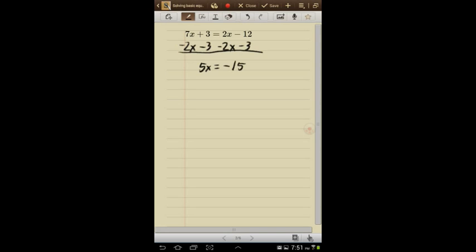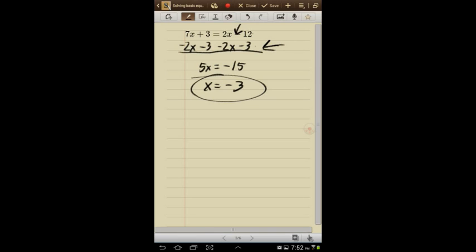Do not forget about that negative. It's a very common mistake for people to say 12 minus 3 is 9. Forget about that negative. So don't do that. And again, just like the last problem, divide by 5. There it is.